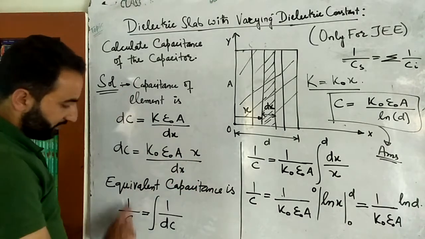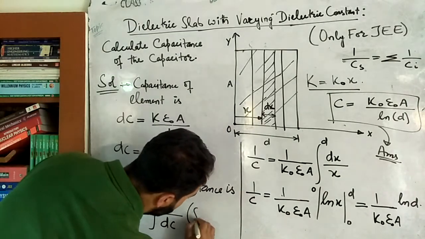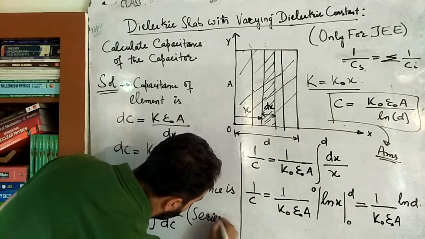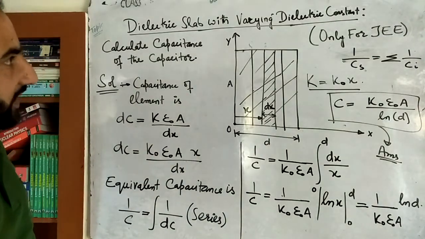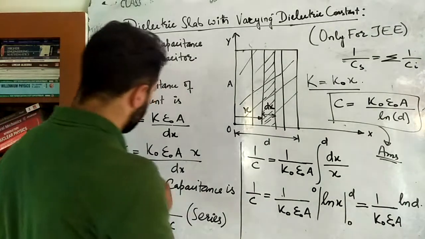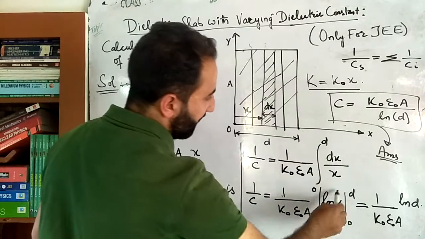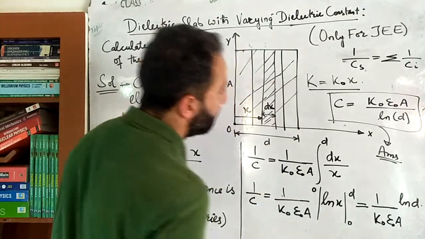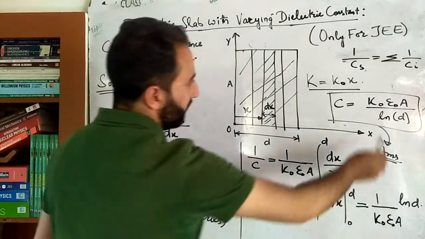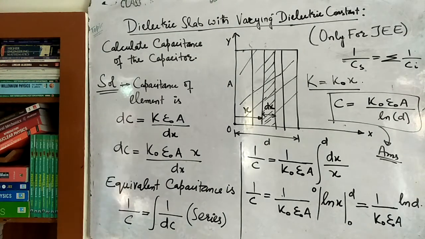Equivalent capacitance is given by 1 by C is equal to the integration of 1 by dC, because all these elements are connected in series. Then I will substitute this equation here, the reciprocal of this. Then integration of 1 by x is ln of x. The lower limit will be 0, the upper limit will be d, so it is ln of d. Then take the reciprocal of this, so that we'll get the capacitance. So finally the answer is this. Very important problem, you pause the screen and write it down.